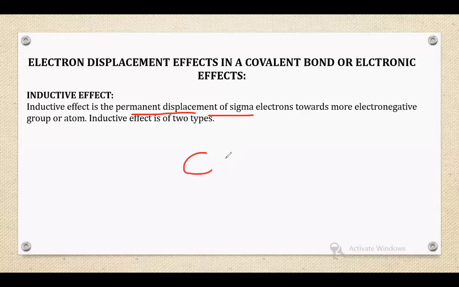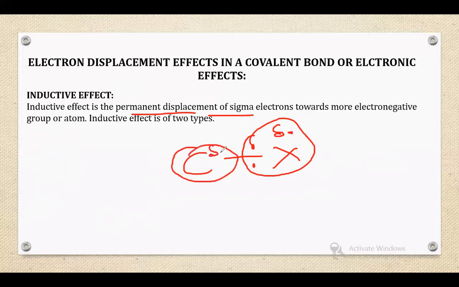See a carbon with a halogen X. The halogen is more electronegative, so the shared pair of electrons moves towards the halogen. Electron density increases, so it gets a partial negative charge, and the carbon's density decreases, so carbon gets a partial positive charge. This leads to the formation of C plus and X minus. Heterolytic fission means unequal cleavage takes place, so polarity will be generated. It is a permanent displacement effect.